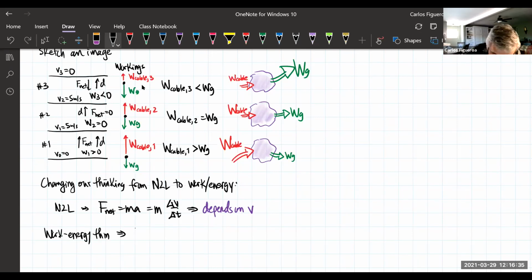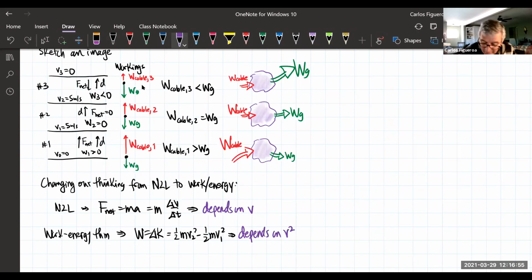But now, if we're looking at the work energy term, what this tells us here is that the work is the change in kinetic energy. But we know that this guy depends on V squared. So clearly, these guys must be what? These are different thinking processes. So we have to change our picture.